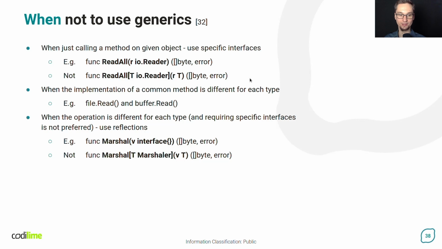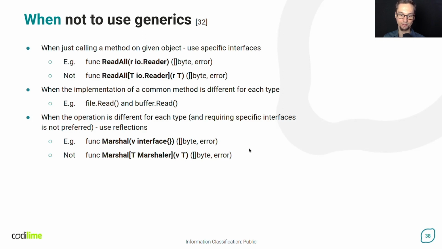And in some cases, when the implementation differs for different types, there is no use for generics. For example, basically the implementation of reading a file is different than the implementation of reading a buffer, right? So there is no place for generics here. And there are also some cases where using reflection still is the best way to go.